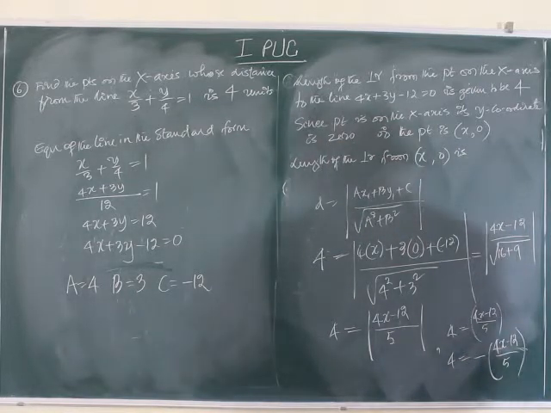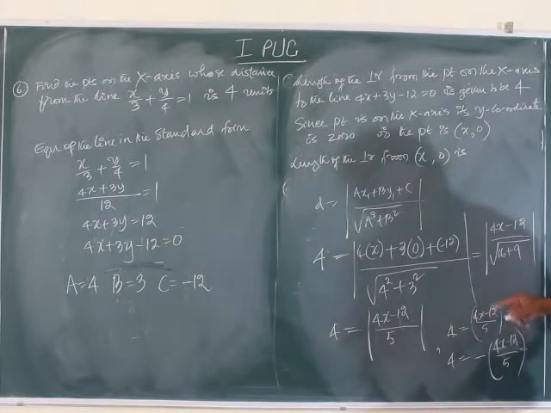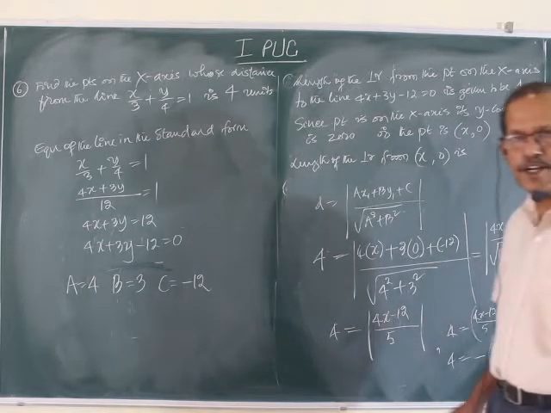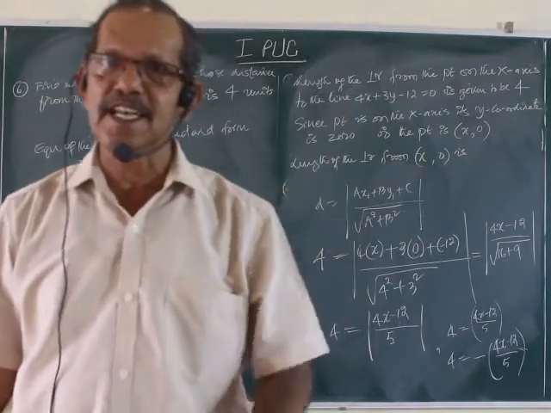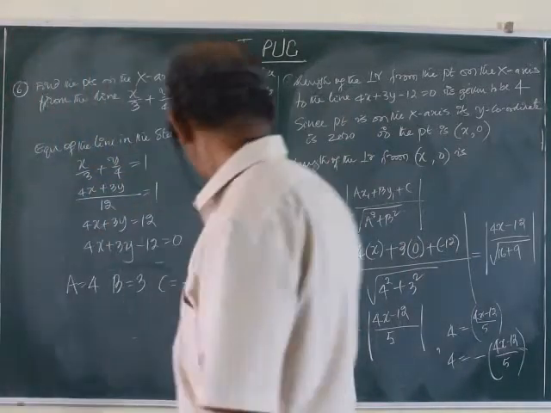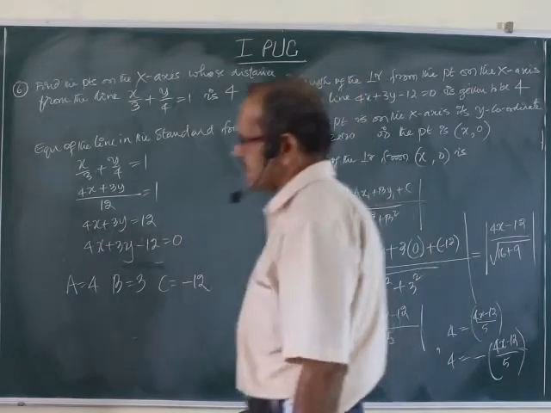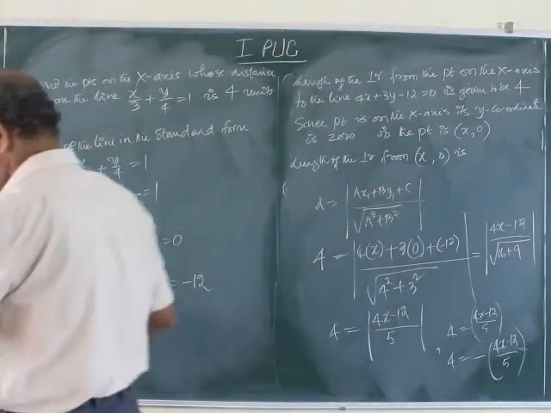When you remove the modulus sign, you may have to consider positive as well as negative, because the modulus of both the values will be the same. Just like a square root, when you take the square root of 9, you are writing plus or minus 3, like that, no? So here also you have to discuss both the cases.